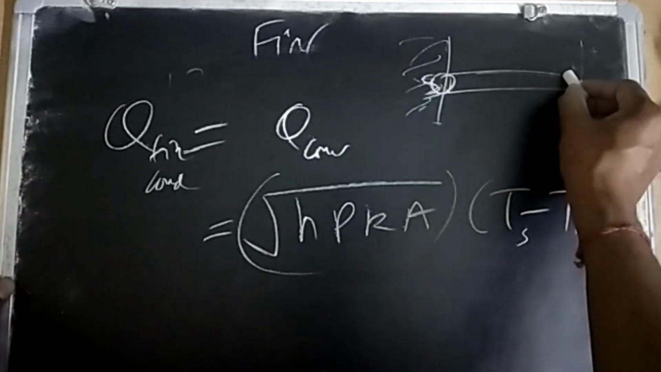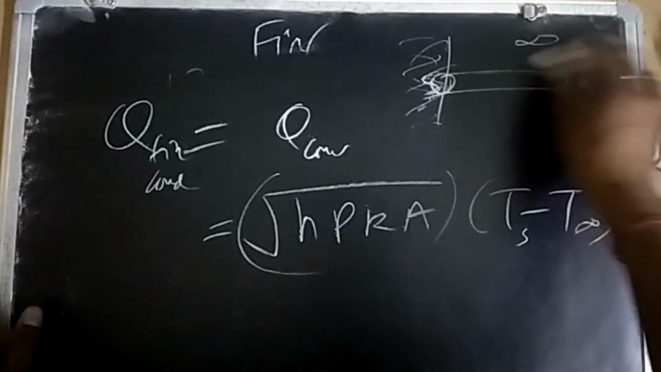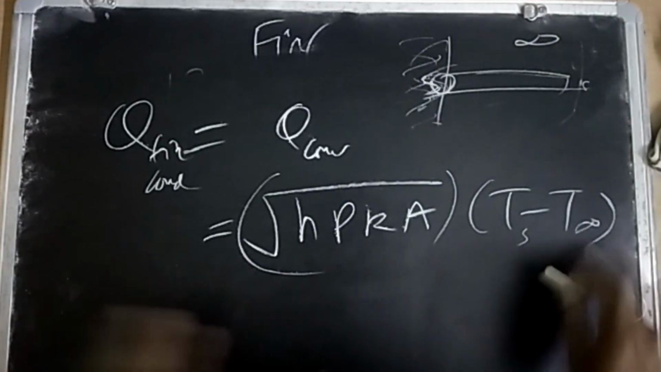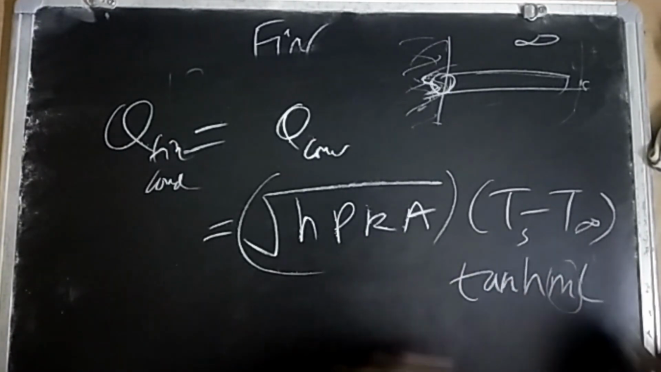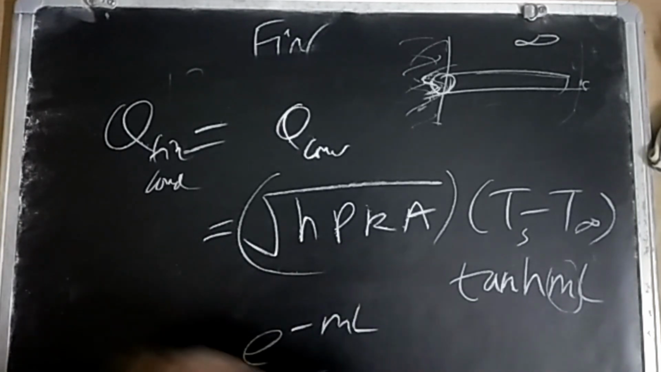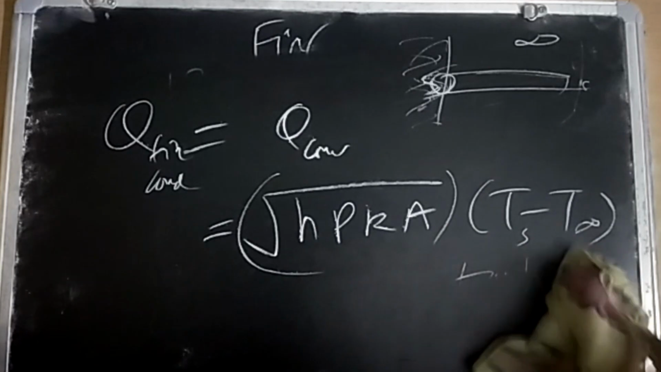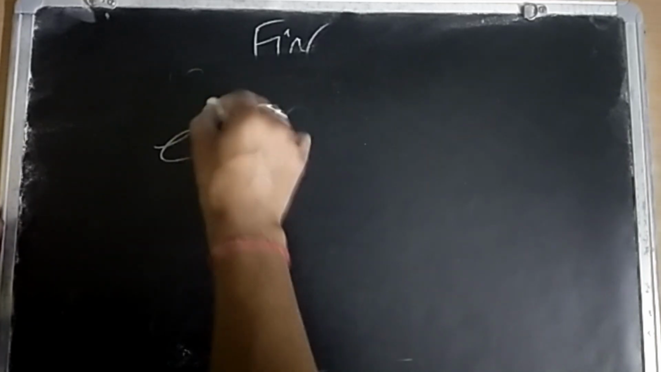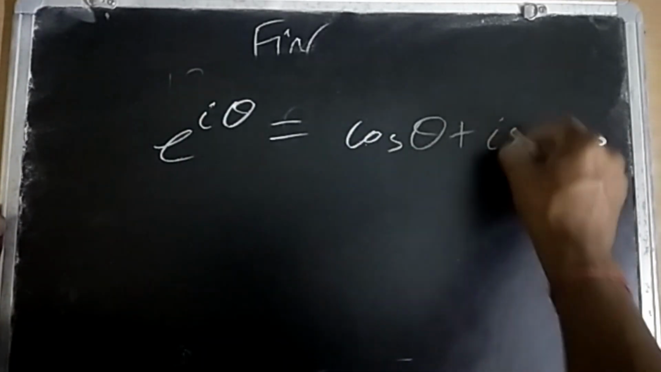This is the fin, this is the element surface, and this infinity is the environment. So Ts minus T environment into tanh mL. m we already know. tanh comes because of e to the power minus mL or mx. So in that way, e to the power minus something can be written in terms of sine and cos. If you know that. If you don't know that, we know that e to the power iota theta is cos theta plus iota sine theta.